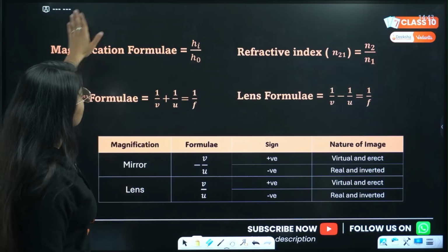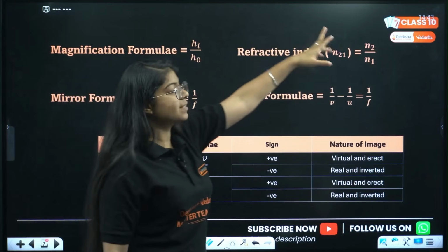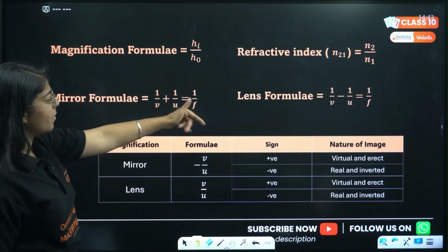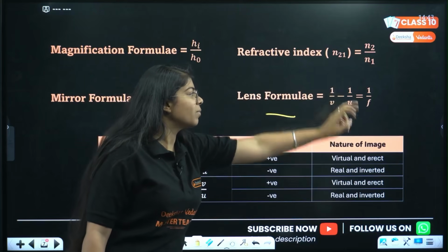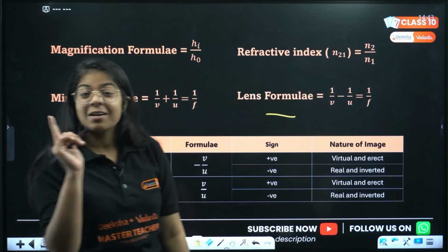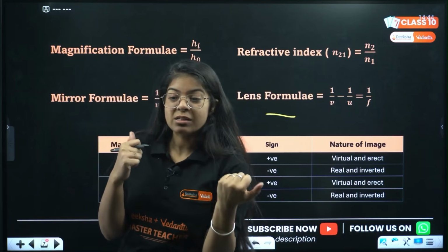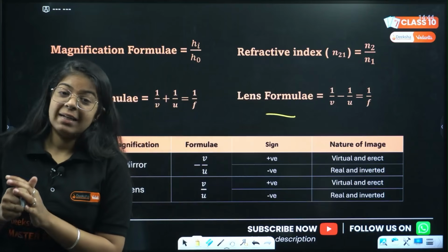We have the magnification formula, height of image by height of object. Then refractive index, N2 by N1. Mirror formula: 1 by V plus 1 by U equals 1 by F, very easy. Lens formula on the other hand: 1 by V minus 1 by U equals 1 by F. Now I remember most of you made a mistake yesterday. We had to use the mirror formula, you used the lens formula, right? Remember? So don't do that here.